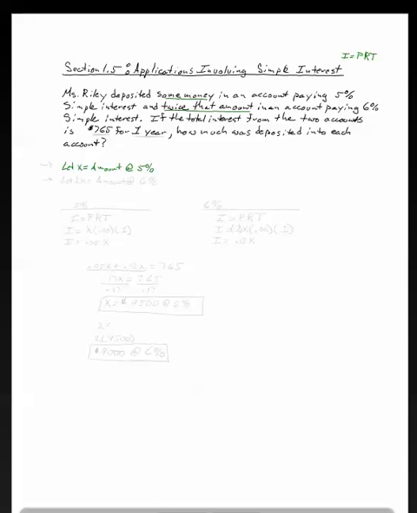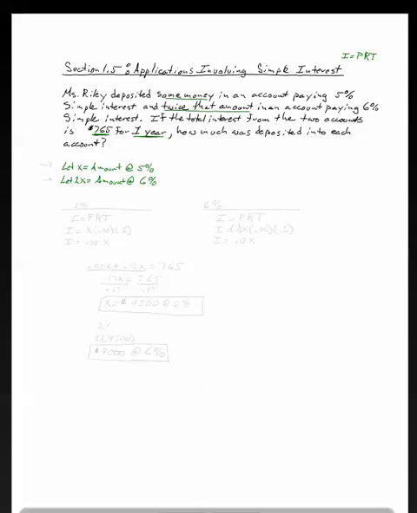Now it does tell us that twice that amount was in an account paying 6%. So twice that amount will be 2 times x. Let 2 times x equal the amount at 6%. They also tell us that the total interest from the two accounts was $765 for 1 year, and we're going to want that information in a minute too.